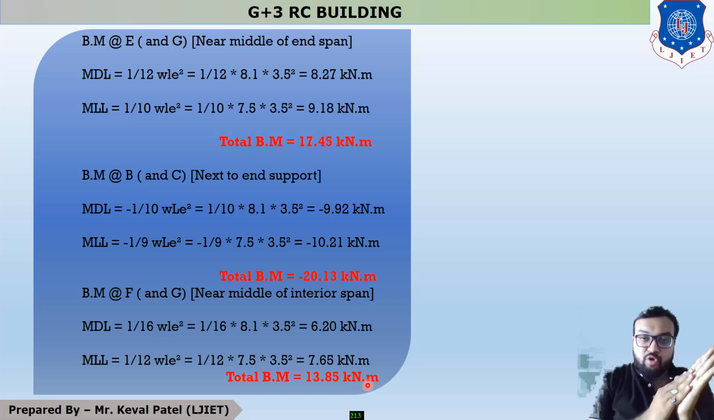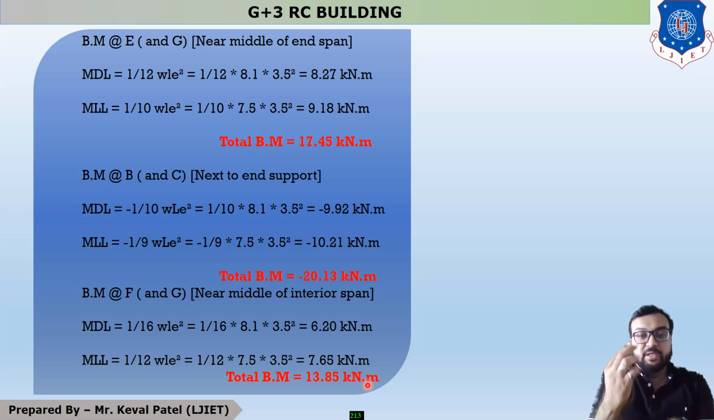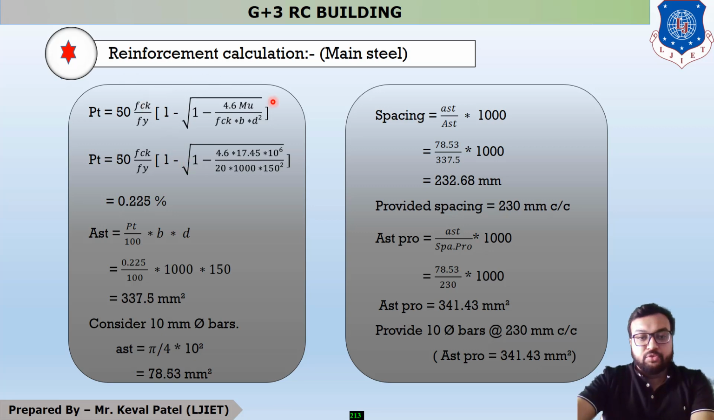After finding the moment, the next step is to find out PT, AST, spacing provided and AST provided. So students, we have to repeat the calculation for all these three moments. First of all we have to calculate for both the spans, and at last we have to calculate for the support. So first of all we have to calculate for E and G. This is the calculation of the main step.